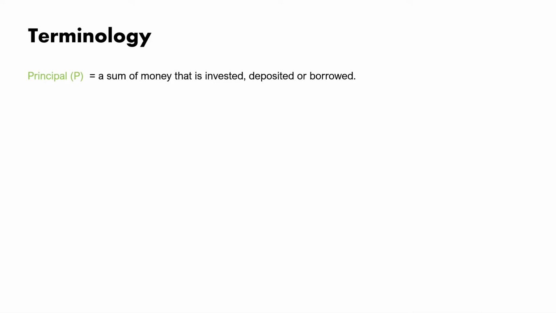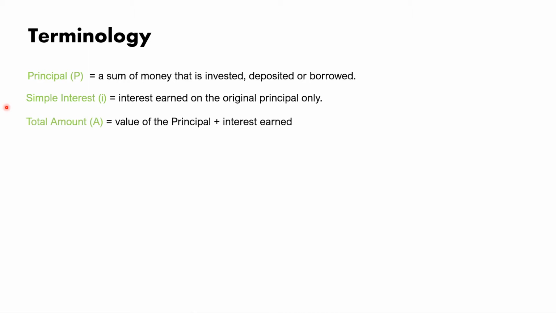Principal, which we use the capital letter P to represent, is a sum of money that is invested, deposited, or borrowed. So principal is usually just your starting amount of money. Simple interest, which is our topic today, is interest that's earned on the original principal only. So whatever your original amount of money is that you put in, you will just get interest on that original amount. The other topic is called compound interest, which we'll learn about in the next lesson. But today we're just doing simple interest.